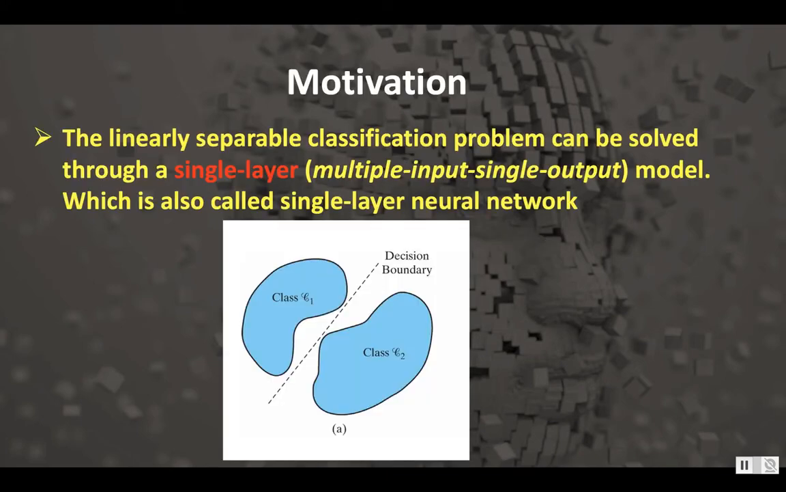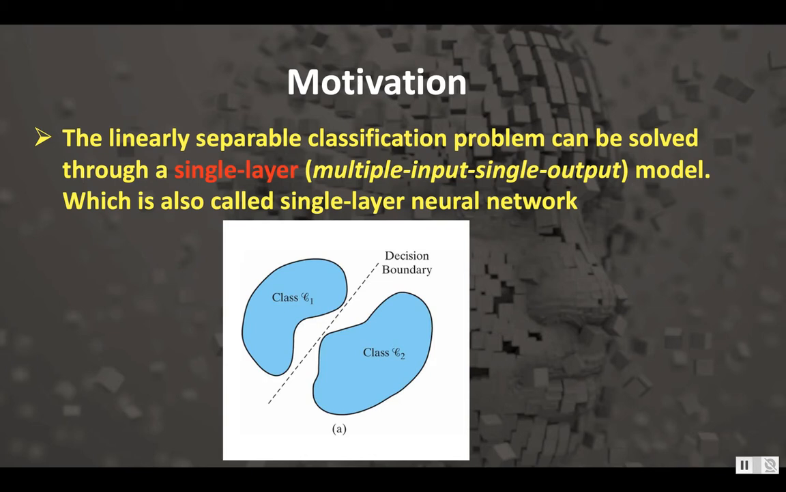Let's start from the motivation. In the previous chapter, we learned the single-layer perceptron, which can handle linearly separable classification problems. Here we have two classes, class 1 and class 2. According to these two classes, we can draw a straight line called the decision boundary, so that one class is on one side of the boundary and the other class is on the other side.